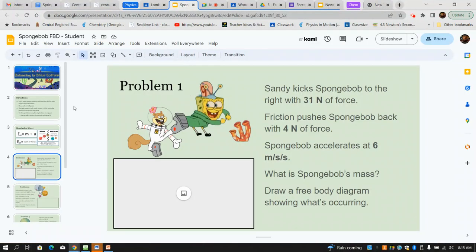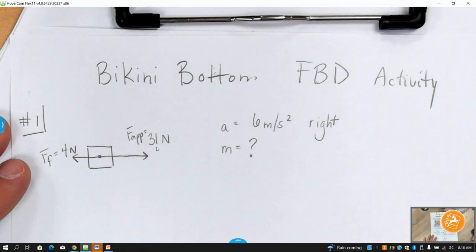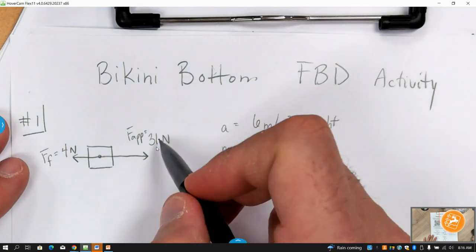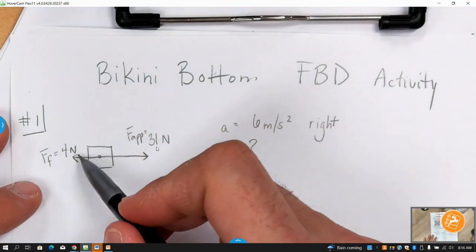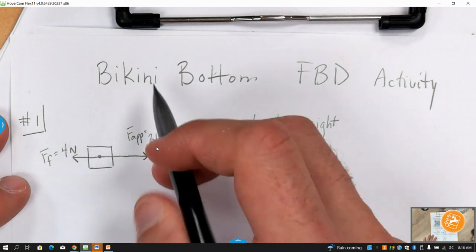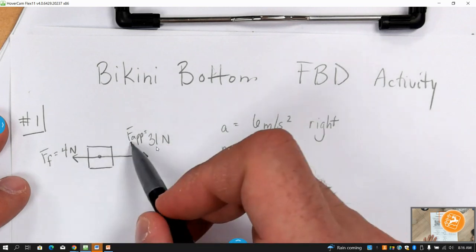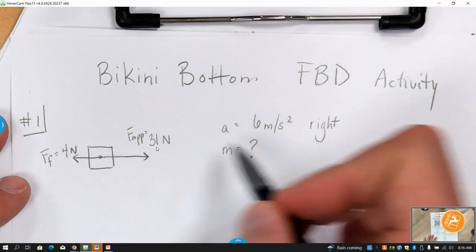Okay, so in these diagrams, what you need to be doing is drawing the free body diagram of the scenario, adding in your force vectors, and solving for the missing piece of information. So in this one, they said Sandy kicked SpongeBob to the right with 31 newtons of force. Friction acted on SpongeBob with 4 newtons, which would be opposite to the direction of motion. So friction force is 4 newtons to the left. The applied force would be 31 newtons to the right.